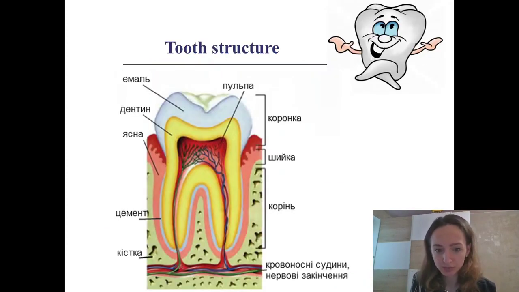Okay, tooth structure. Enamel, dentin, then pulp. This part is the crown of the teeth, neck of the teeth, then radix or root, cementum tissue, it's our bone, and the gums.